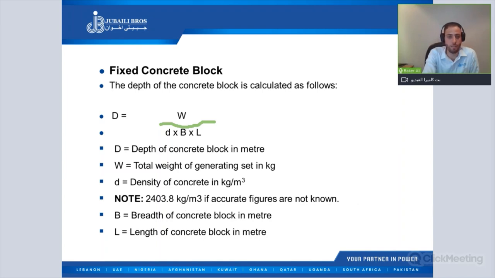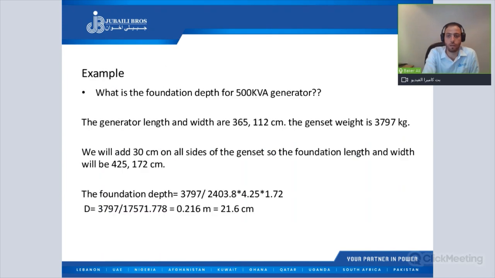Now I will show you an example of how to calculate the foundation sizes. For example, consider that we have a 500 kVA generator and we want to design a foundation for it. I will give the generator dimensions now. The length is 365 centimeter and the width is 112 centimeters, and the generator weight is 3,797 kilogram. This is our standard Jubaili generator. So the length is 365, the width is 112, and the weight is 3,797 kilogram.